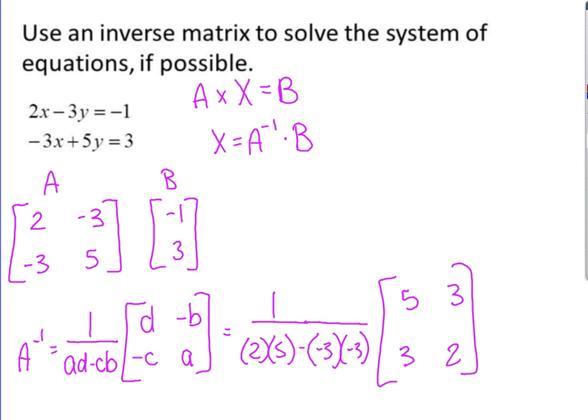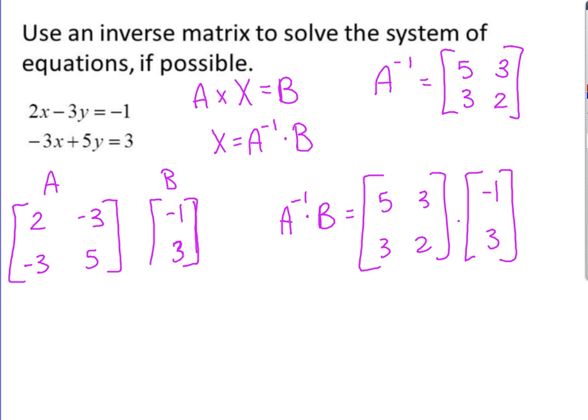Now over here we have 2 times 5, which gives us 10. 3 times 3 gives us 9. So this is going to give us 10 minus 9 is 1. So we are multiplying this matrix by 1 over 1. So our inverse matrix is just going to be 5, 3, 3, and 2, because 1 times any quantity will just be the value itself. Now we're going to take matrix A inverse and multiply it by matrix B.